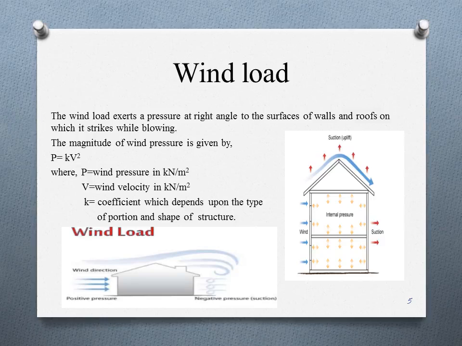For the purpose of design, it is assumed that wind load always acts horizontally over the entire exposed surface area, that is your wall or the roofing surface. It is given by the equation P equal to kV square, where P is the wind pressure in kilonewton per meter square, V is the wind velocity, and K is the coefficient which depends upon factors such as wind speed, temperature of air, and shape of structure.